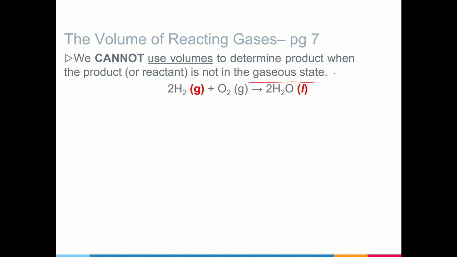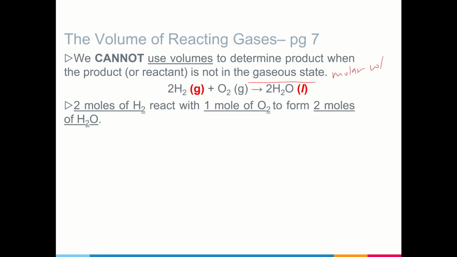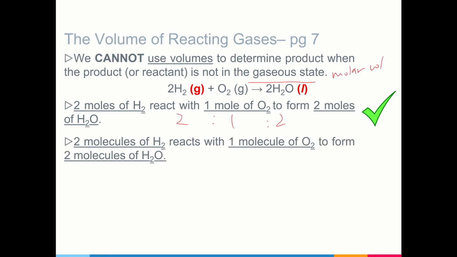Now we can only use it when they are gases. Only when they are in gaseous state we can use molar volume. So what do I mean by this? So 2 moles of hydrogen reacts with 1 mole of oxygen. It will produce 2 mole of water. So this is what we know from the first lesson. 2 is to 1 is to 2, correct? Now, this is correct, which means 2 units of hydrogen will react with 1 unit of oxygen to produce 2 units of water.